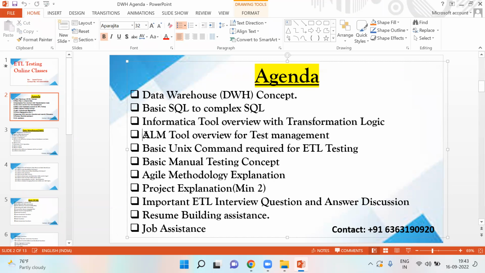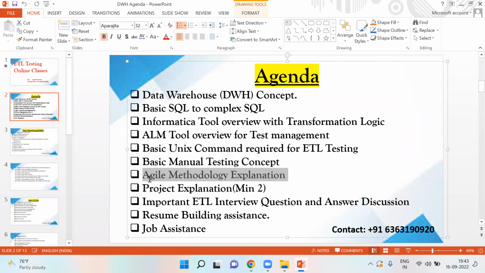Next, ALM is the test management tool, and I'll explain how to upload your test cases, execute and pass them, raise defects, and assign them to the developer. Basic Unix commands I will not teach, because it's a theory part only; you can remember the basics of the concepts and it will be helpful. Basic manual testing concepts, whatever is required from the ETL testing perspective, I'll explain.